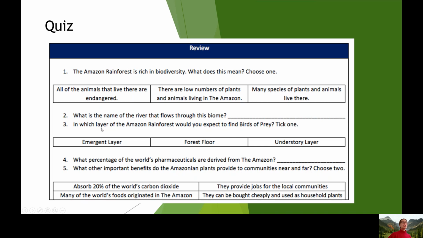Question 3. In which layer of the Amazon rainforest would you expect to find birds of prey? Tick 1. A, the emergent layer, B, the forest floor, or C, the understory layer? Please pause this video and write down your answer.